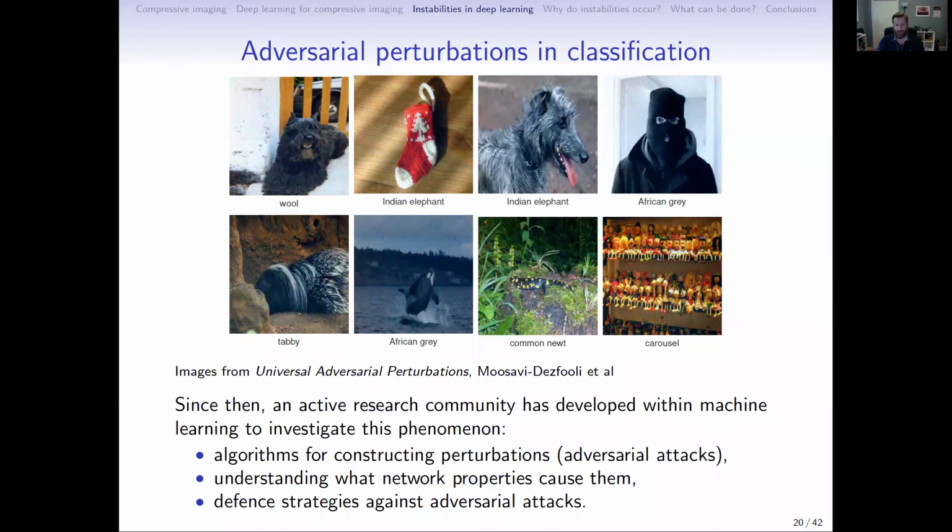So the research is focused on different algorithms for constructing these attacks, understanding the network properties that give rise to these instabilities, and then finally how you defend against these attacks. In some sense, you can view this as an arms race, where one side of the community is constructing algorithms to construct attacks, and another side is trying to defend against them. So you come up with a defense, and then I try and break it, et cetera, et cetera.